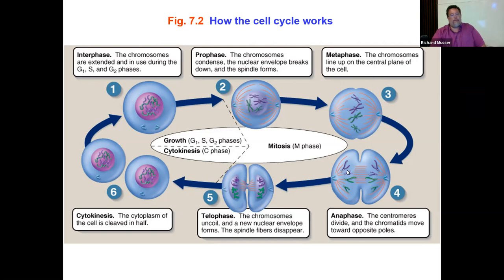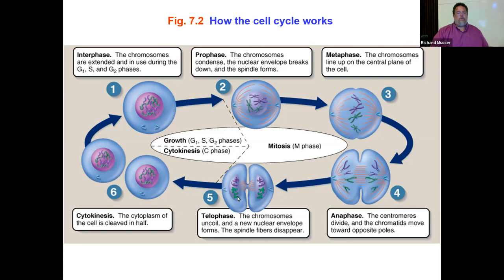Then the chromosomes get pulled apart and they go to their respective poles, and we call that anaphase. So the microtubules are literally pulling the chromosomes apart into these two new cells. And notice that the nuclear membrane is gone at this point.